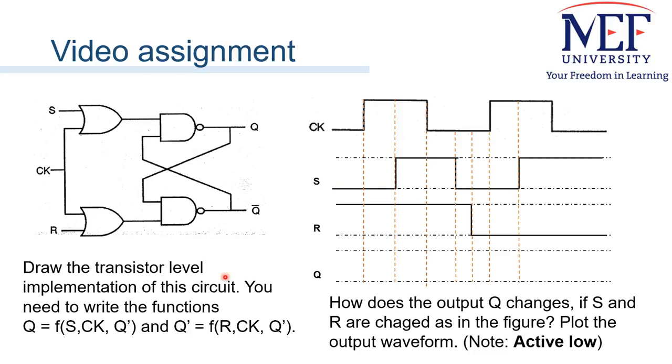And another assignment, you can draw the transistor level implementation of the circuit. To do that, you need to write the functions of Q and Q prime. For example, Q is a function of Q prime, S and clock. Similarly, Q prime is a function of R, clock, and Q.